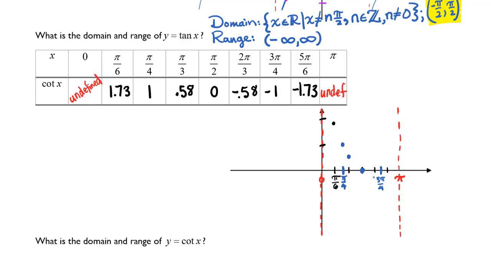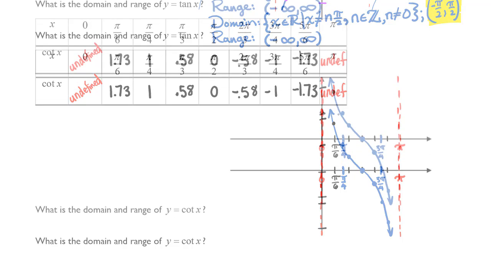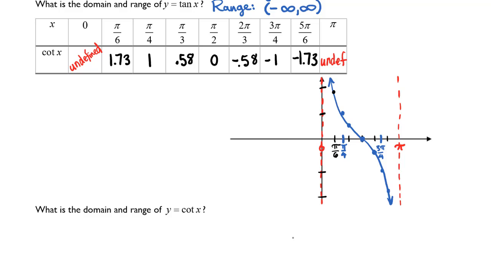At 2 pi over 3, I'm at negative 0.58. At 3 pi over 4, I'm at negative 1. At 5 pi over 6, I'm at negative 1.73. And so you can see how this, if I connect the dots, I'll get a cotangent curve. And again, we're asked what the domain and range for cotangent is. As you can see, this would repeat every pi.